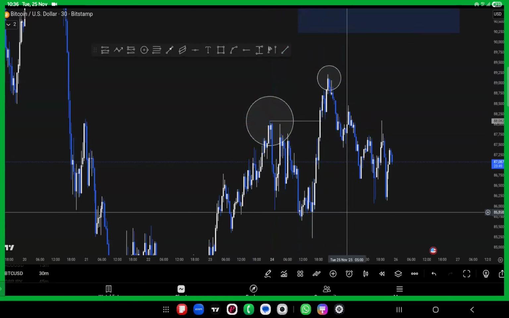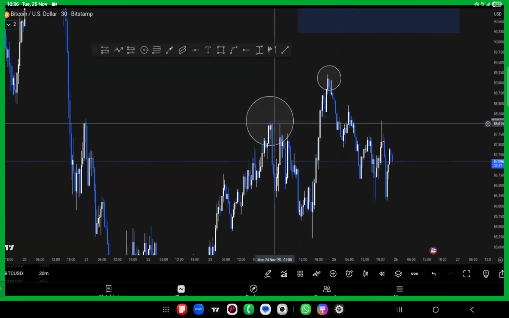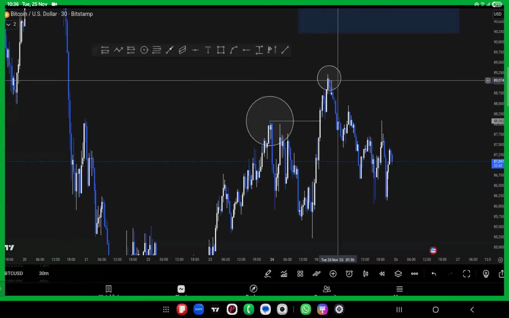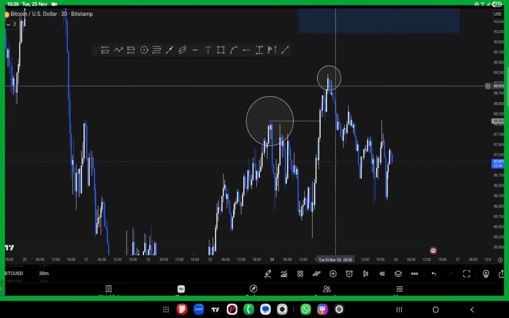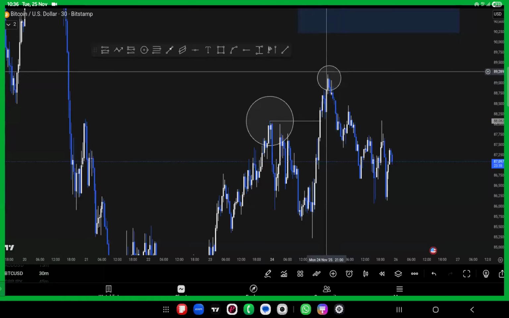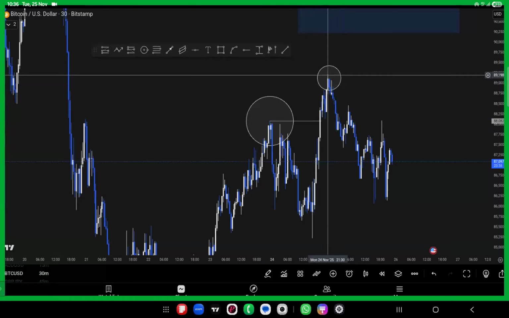You see that this high here is higher than the previous one. And with that said, we now have our higher high. All right, so this is basically how we can differentiate between highs in the market.